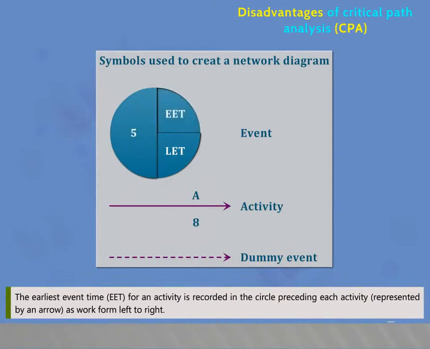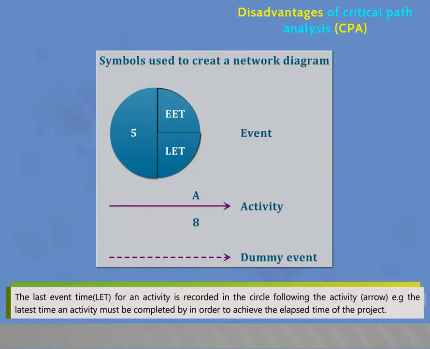The earliest event time (EET) for an activity is recorded in the circle preceding each activity, represented by an arrow, as we work from left to right. The last event time (LET) for an activity is recorded in the circle following the activity arrow. For example, the latest time an activity must be completed by in order to achieve the elapsed time of the project.